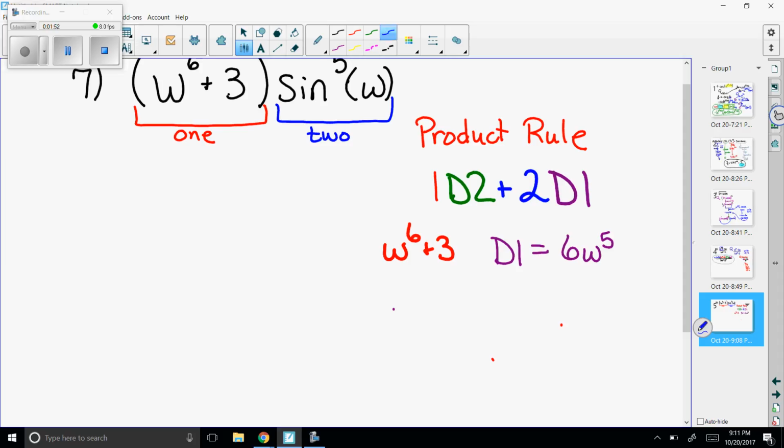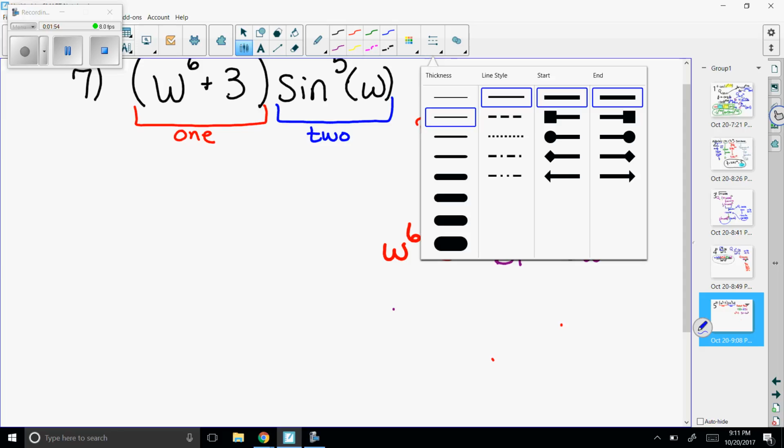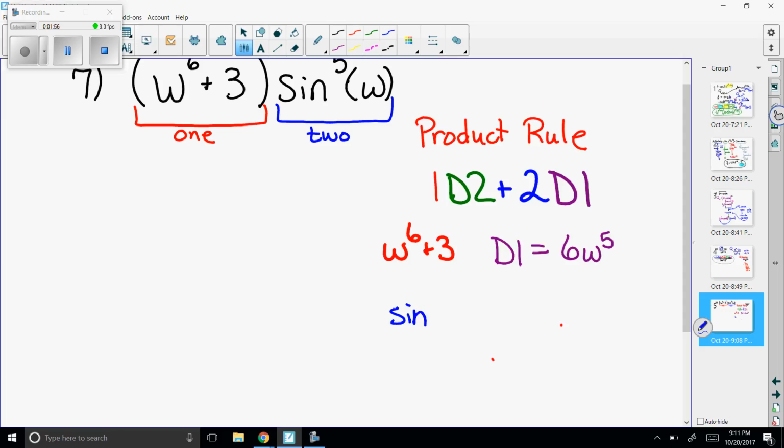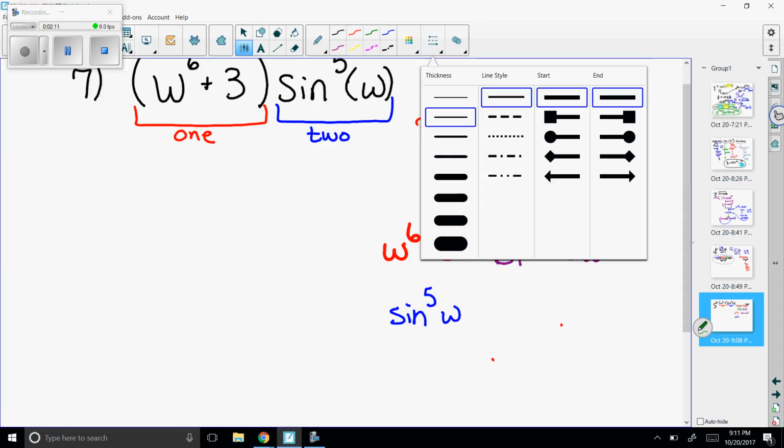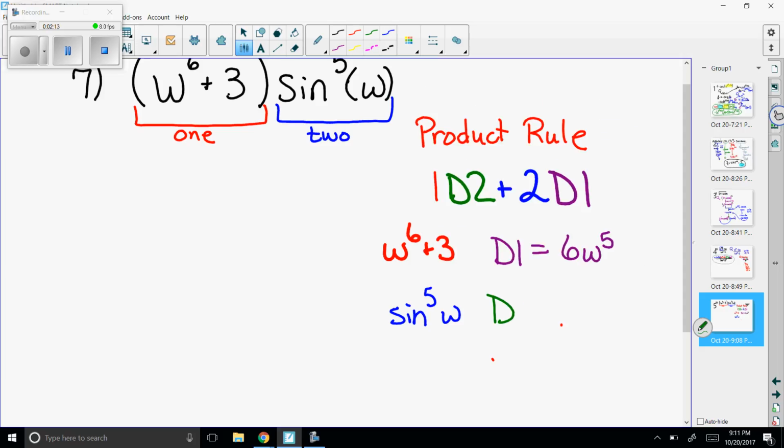So then we have our 2 value, and our 2 value is the sine of w all raised to the 5th power. So it'd be like sine w times sine w times sine w times sine w times sine w. So we want to know what is the derivative of that. So what is the derivative of d2?